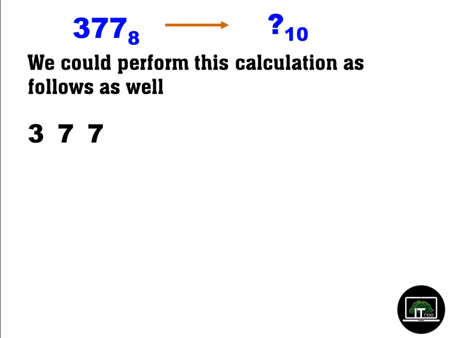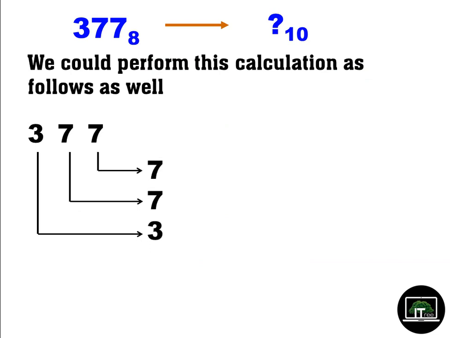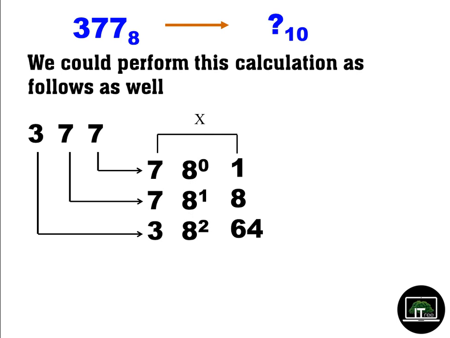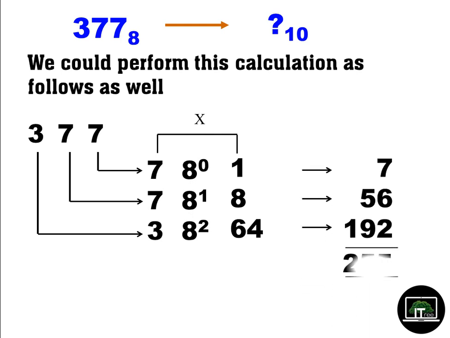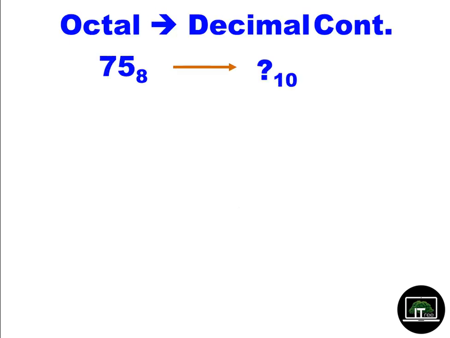Okay, this one can be done in this way as well. You write the positional values. It is 1, 8, 64. You multiply these things together. You get something like this. Then you add together. It is 255. Okay. We make one more. 75 from octal to decimal. Write with gaps. Enough space.